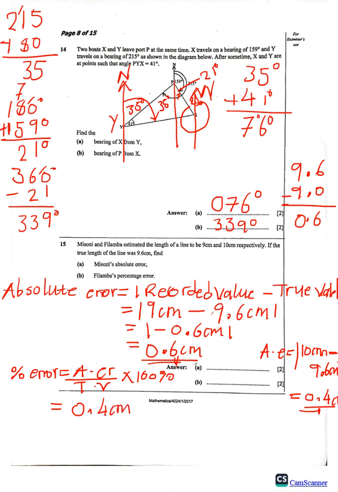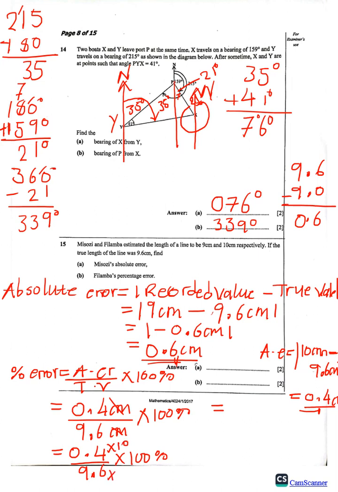0.4 centimeters divided by our true value, 9.6 centimeters. So this is a ratio. The centimeters will cancel, giving us 0.4 over 9.6 times 100. So first we are going to get rid of the decimal. We multiply the numerator by 10, so 0.4 times 10, and also the denominator by 10. The reason why I'm multiplying by 10 is because we only have one decimal place. So here we have 4 over 96 times 100.